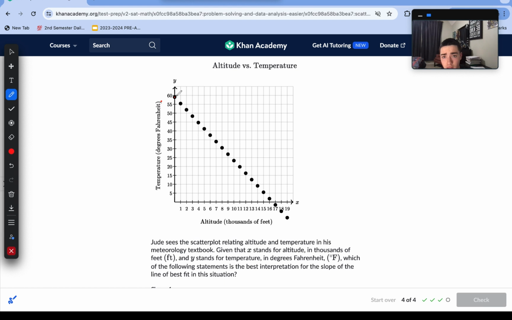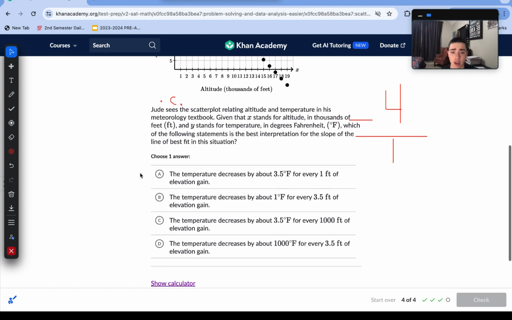This point's at about 59. This point is about 155. So that's about a decrease of 4 when we go over 1. So it's minus 4 degrees Fahrenheit when we go up 1,000 feet. So minus 4 degrees for 1,000 feet, or decreases by about 3.5 or 4 for every 1,000 feet of elevation gain. That is very approximate to what we found in our slope.